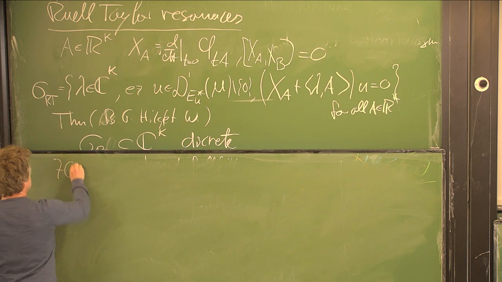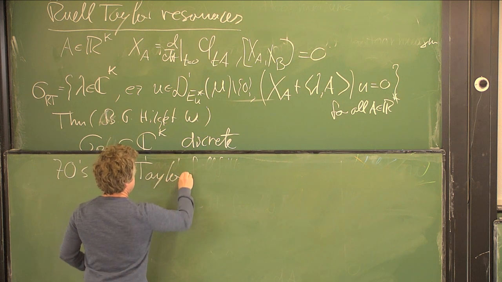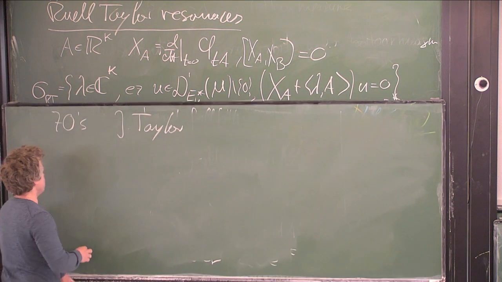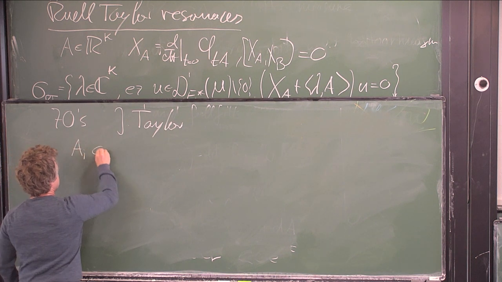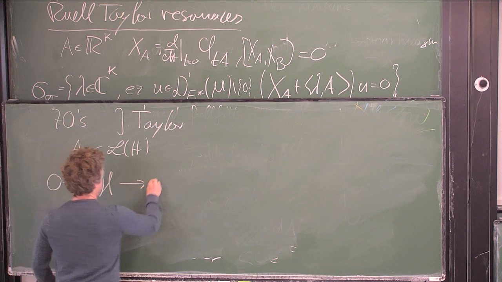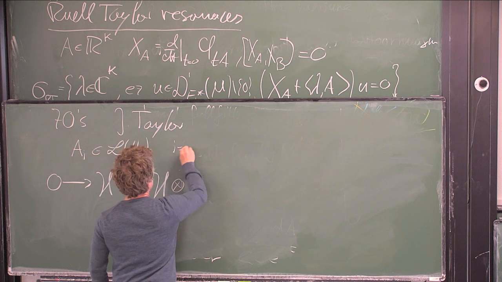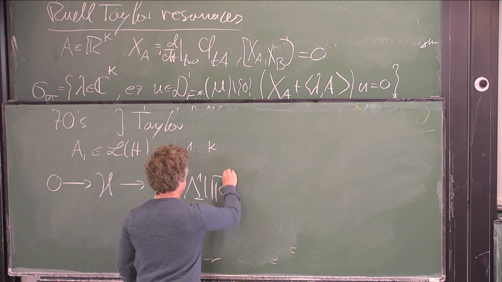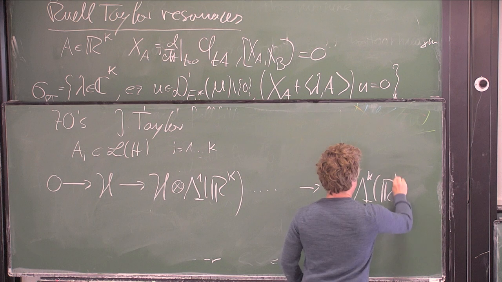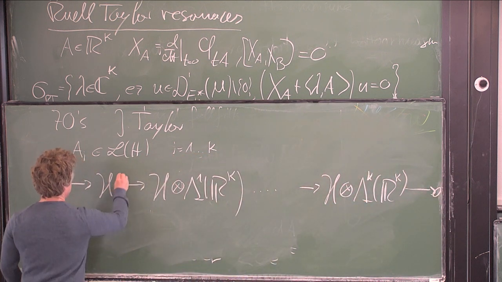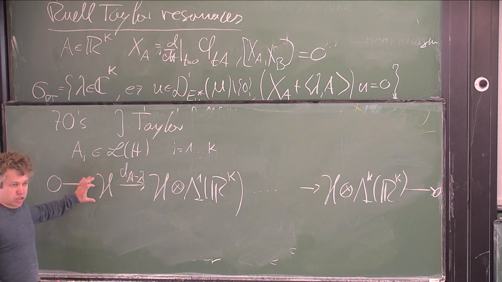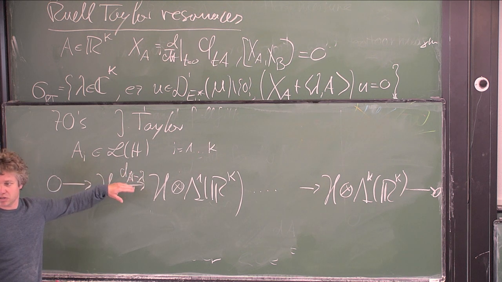There is a paper in the 70s by Joseph Taylor, which introduces a spectral calculus for commuting operators, bounded commuting operators. What he does is he constructs a complex. So if you have A_i, linear operators on a Hilbert space, then he constructs a complex: 0, H, then H tensor one-forms on R^K, and it goes until H tensor K-forms on R^K, and then there is nothing anymore. Here he constructed d = dx minus dA minus lambda, which has the property that d squared is zero, so you get a cohomology here.